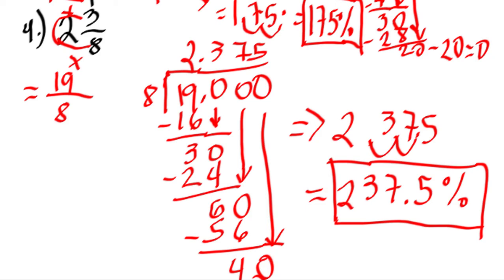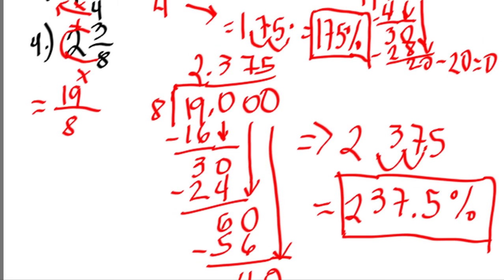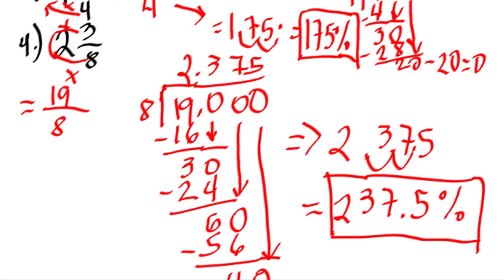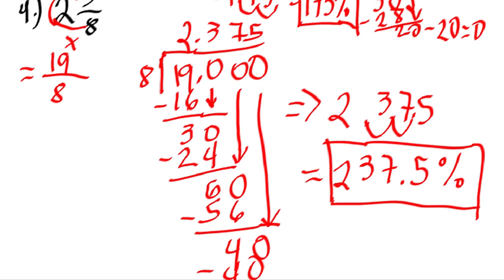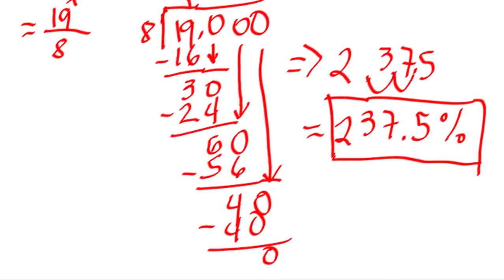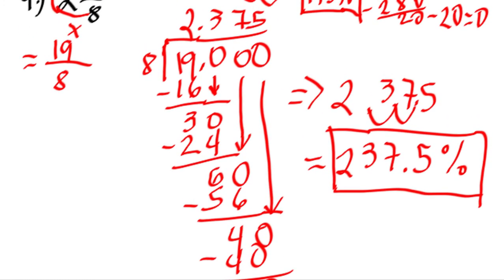Okay, so that's it. Number 4 is quite challenging compared to the rest. Let me show you the whole division so that you can see. The last part is 40 over 40. Okay, there. So that's it for this video. If you want to see the process again, you can just rewind this video and see it again.